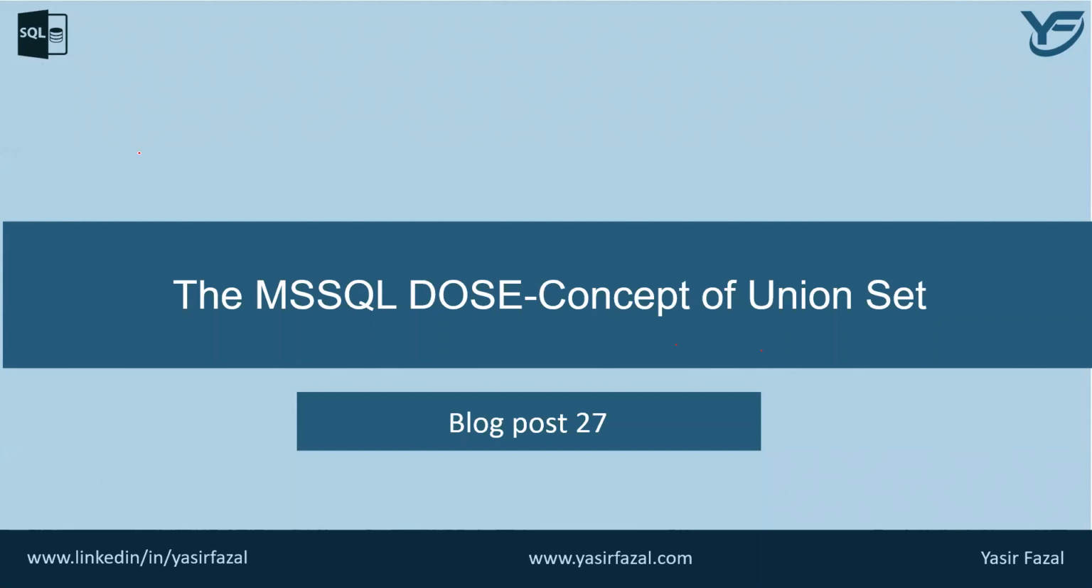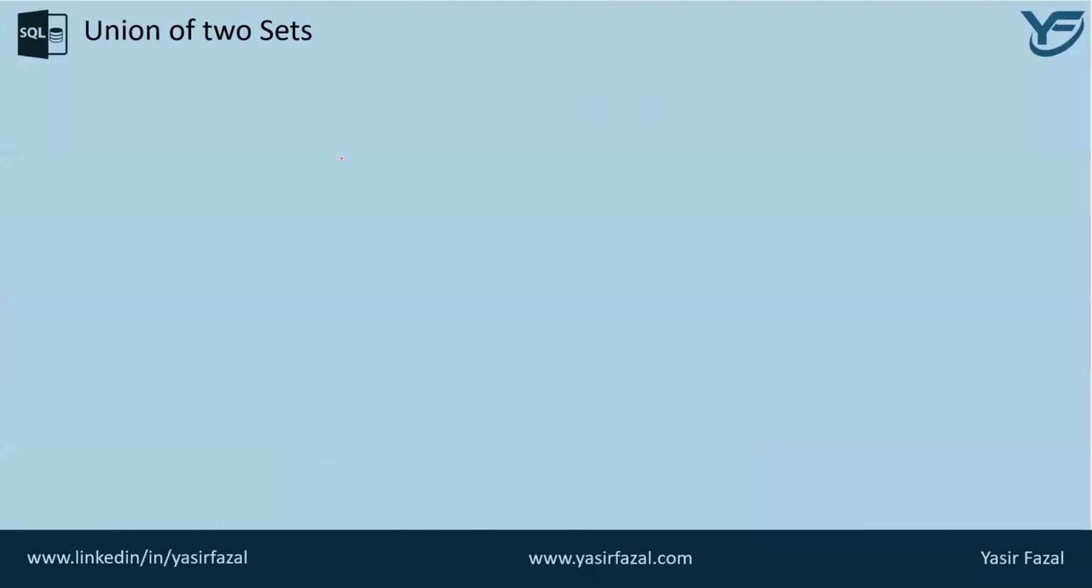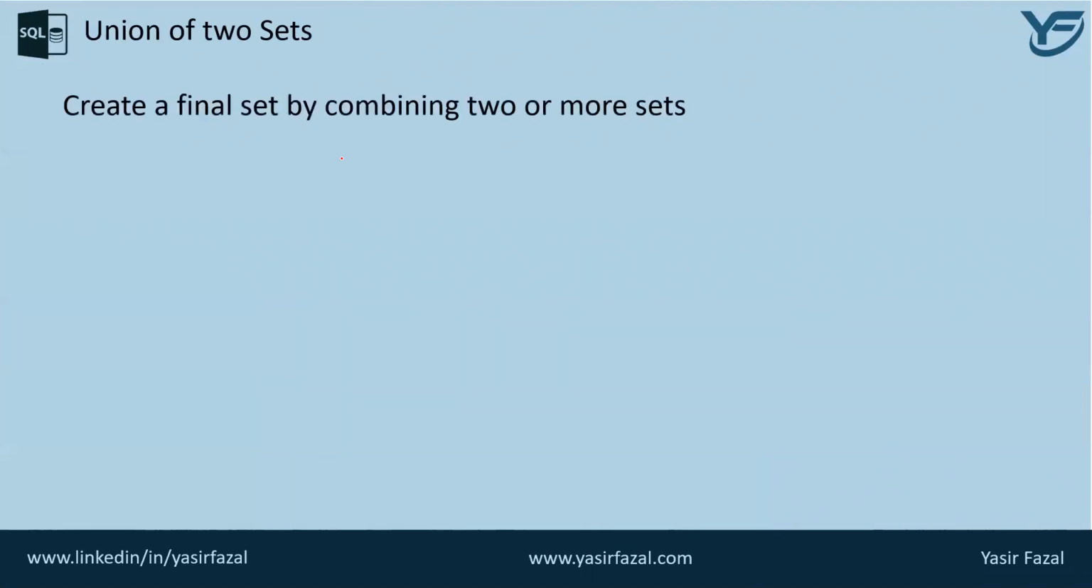And in this blog post, I'm going to discuss the concept of union sets in set theory. So let's start. When we talk about the union of two sets, what does that mean? It means that we are going to create a final set by combining two or more sets. By default, you need to have at least two sets in order to create a union of sets. The maximum can be any number.